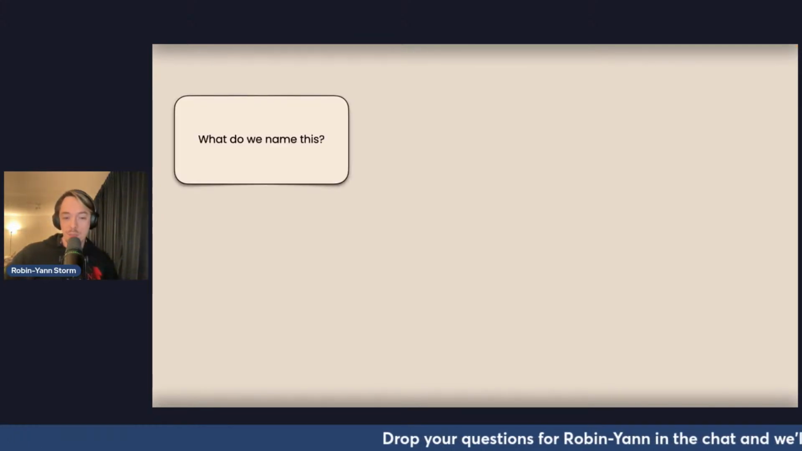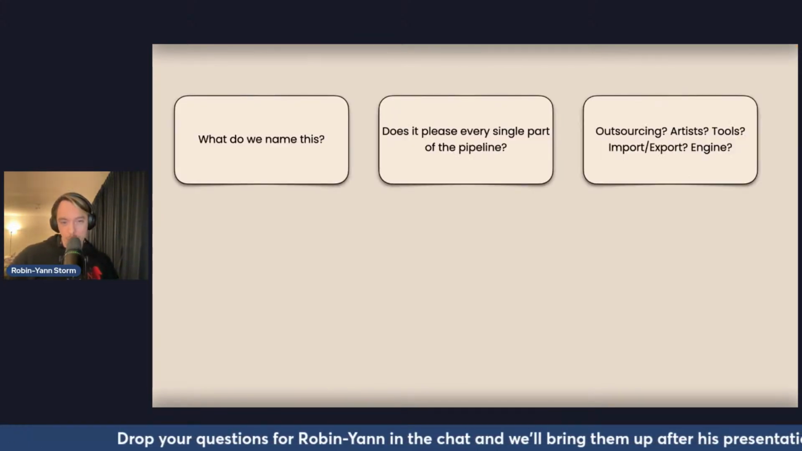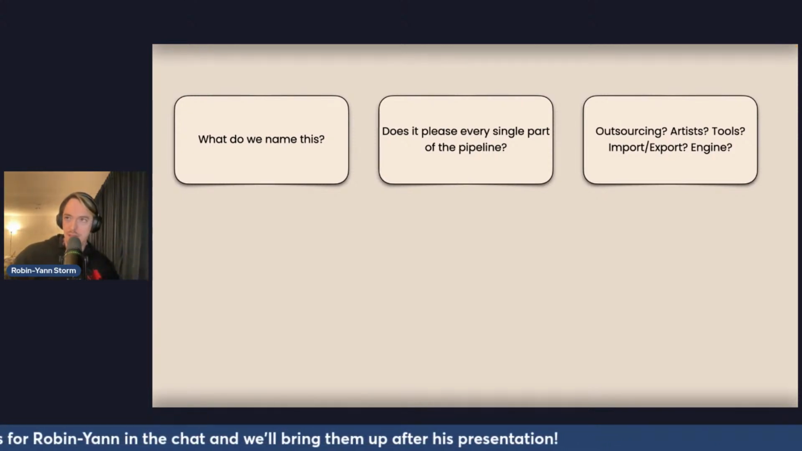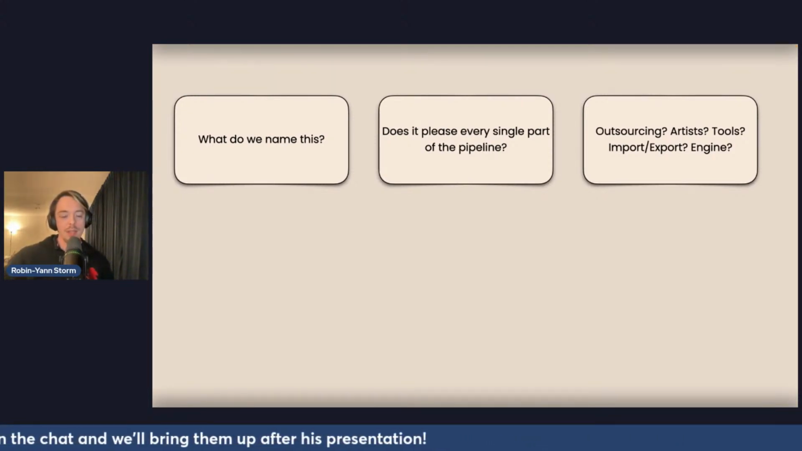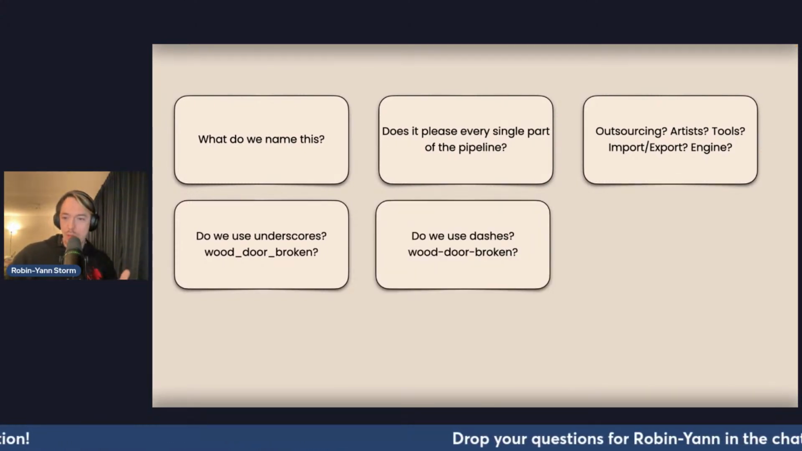Let's go through a couple of these things that usually pop up. Like, what do we name this particular thing? Well, does it please every single part of the pipeline? Like outsourcing, artists, tools, import, export, the engine, is every single bit happy with that kind of naming? Do we use underscores like wood_door_broken? Or do we use dashes like wood-door-broken?